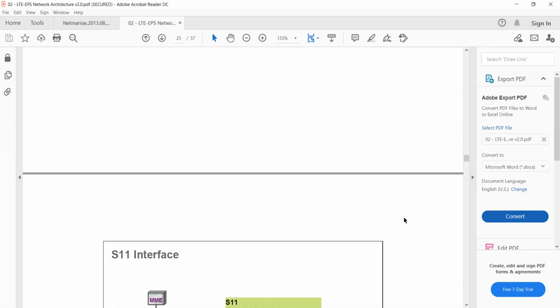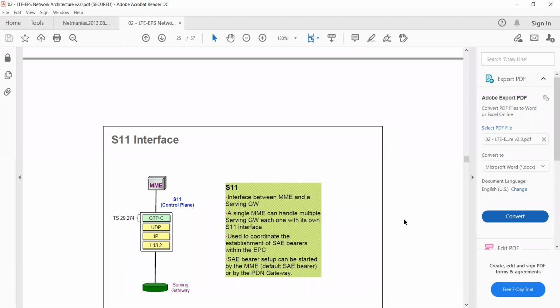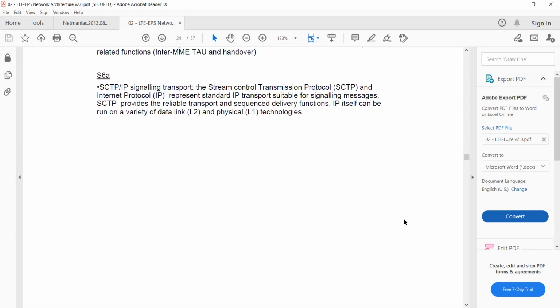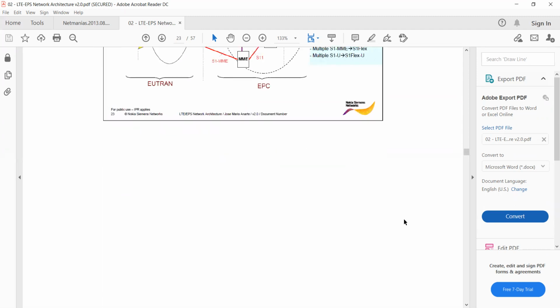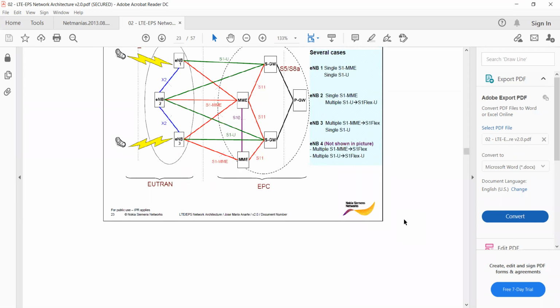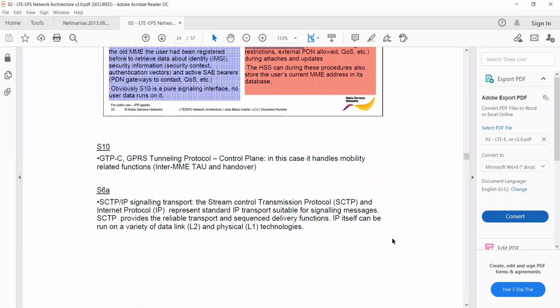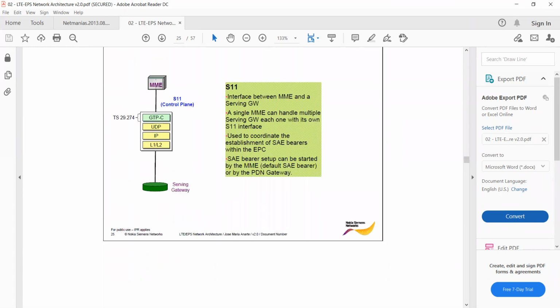Okay, so the next thing is the interface between the MME and the S gateway. Between the MME and the S gateway there is S11. We have seen S1 between the S gateway and the eNodeB till now. But between the MME and the S gateway, it is the S11 interface.